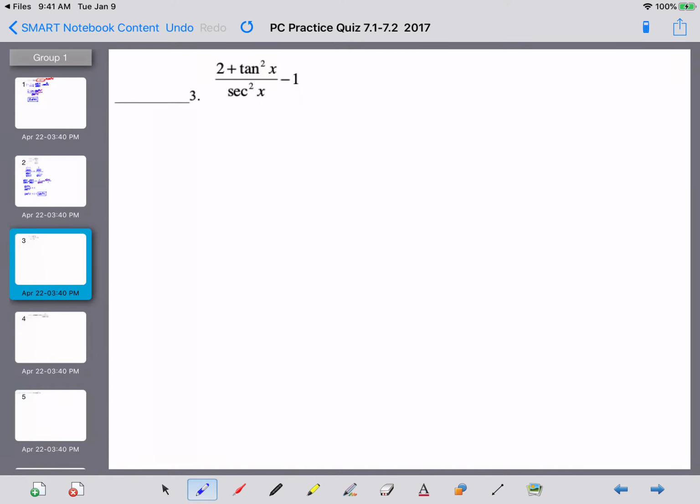In number 3, I know we usually turn things into sine and cosine, but for this one, we're actually going to use a Pythagorean identity, which is the case a lot of times when you have the powers of 2. So first of all, tangent squared x we can replace with secant squared x minus 1. So we're going to do 2 plus secant squared x minus 1. And that's just coming from the Pythagorean identity with tangent. Right, so that's where this is coming from.